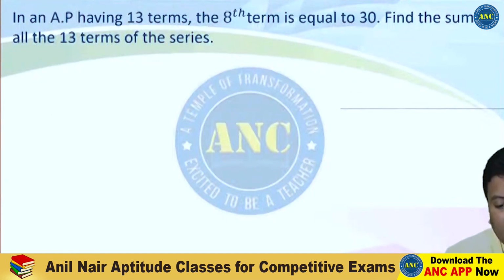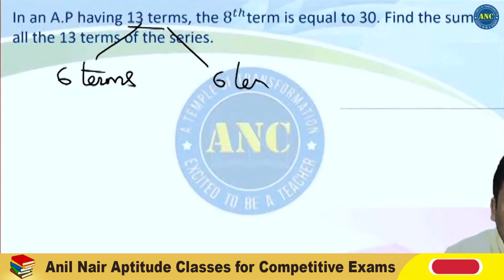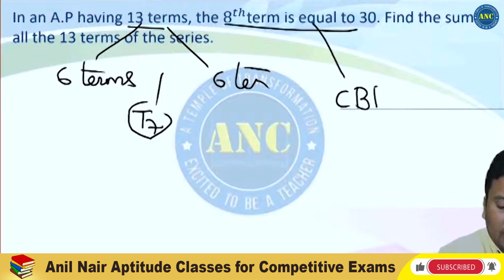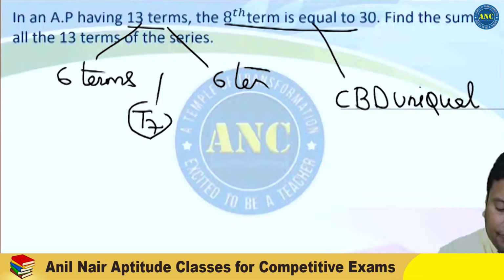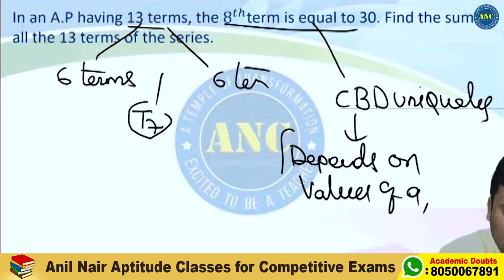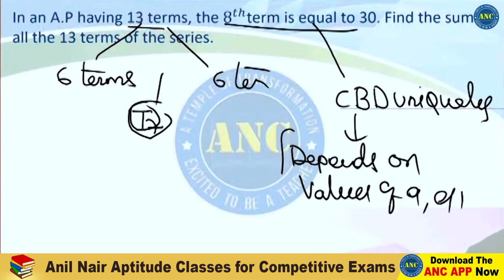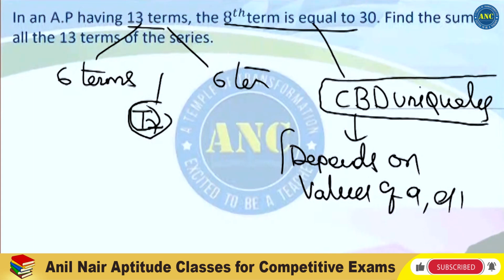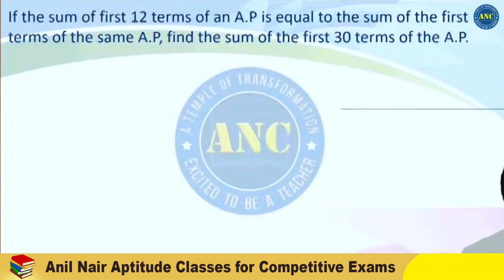13 terms, 6 terms to the left and 6 terms to the right. Middle term is T7, but the value given is T8. Answer is cannot be determined uniquely. It depends on values of A and D. Only if the 7th term is given, you will get a constant value. Otherwise, you will get an expression. Depending upon the value of A and D, you will get different answers. So the answer is cannot be determined uniquely. I hope the idea is clear.